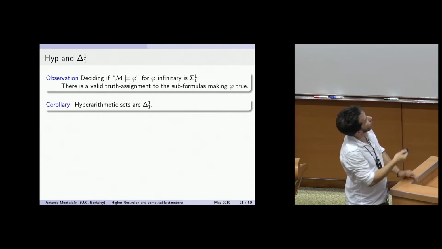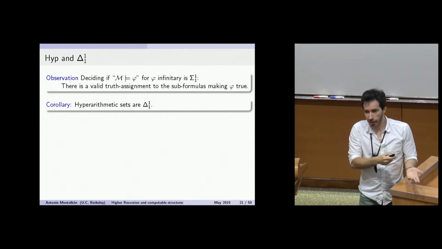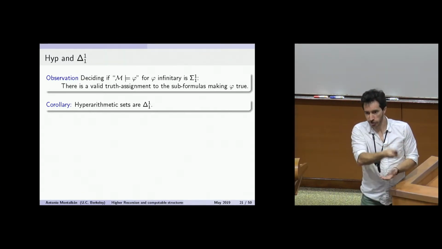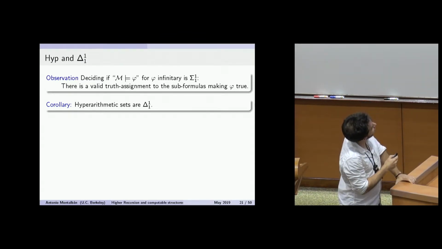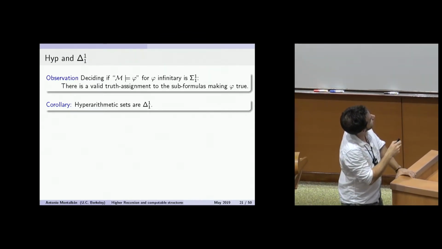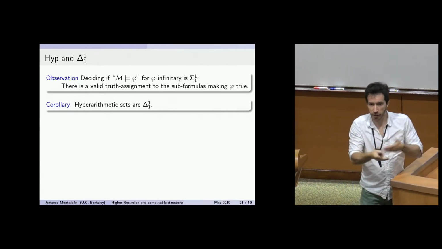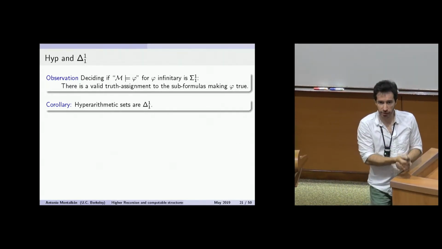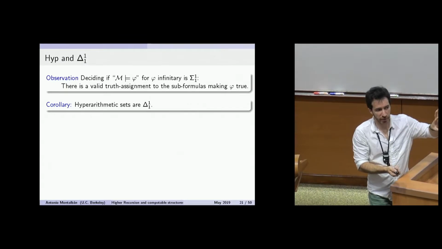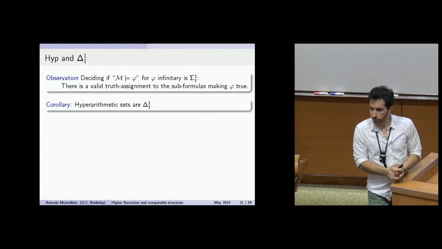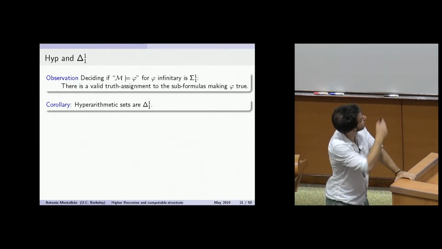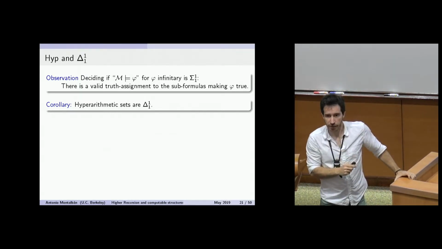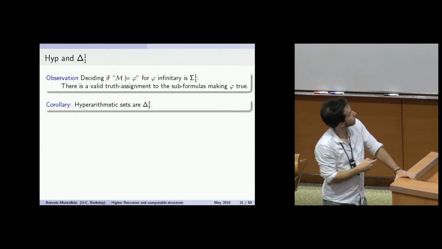And it's also pi 1, 1, because if the formula is true, the negation is false. So deciding the negation is also sigma 1, 1. So all hyperarithmetic sets are delta 1, 1, because in that case you had to decide whether a formula is true in the natural numbers. That's sigma 1, 1, and the complement is also sigma 1, 1. So the hyperarithmetic sets, which are definable by these formulas, are delta 1, 1.